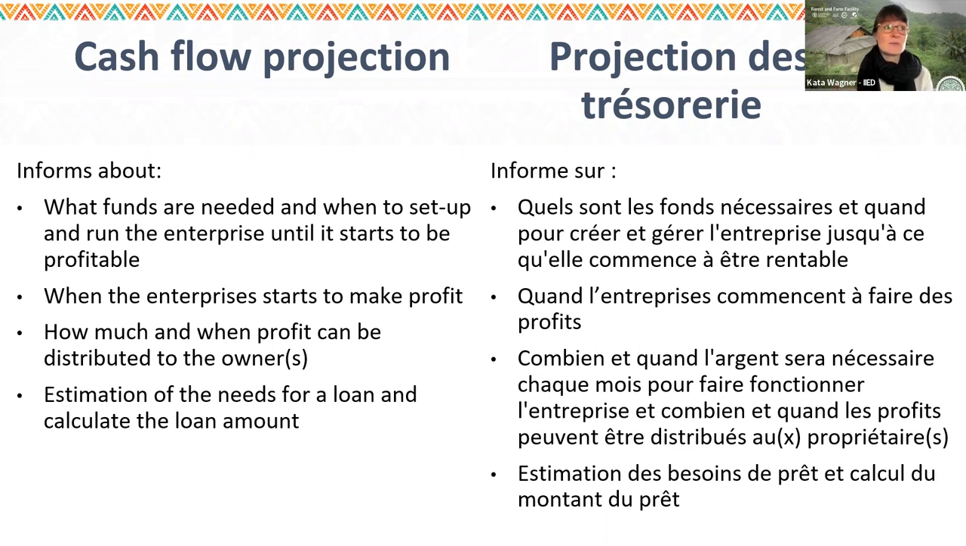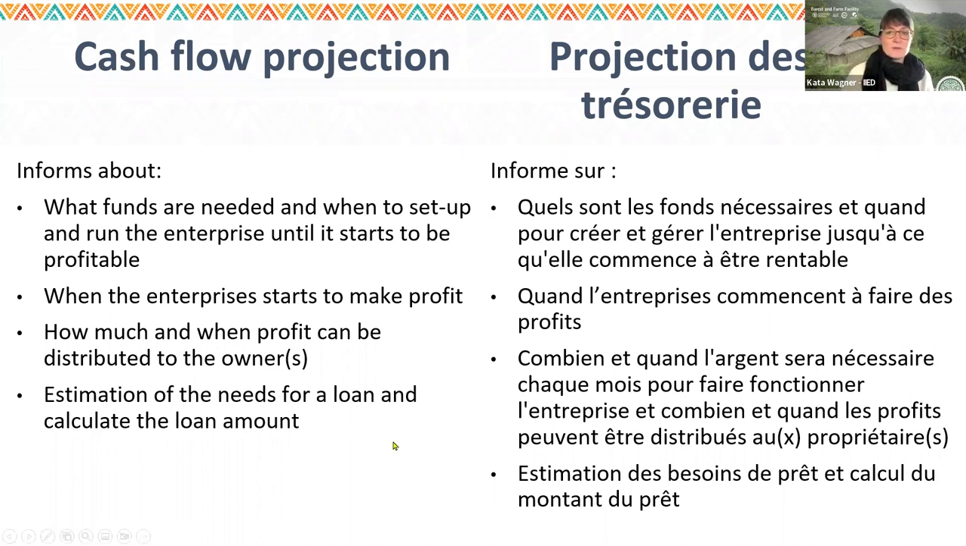So it will also help to estimate the needs for a loan and calculate the loan amount if that is necessary. To do this calculation, the entrepreneurs will first have to imagine how much they will produce and sell for the first year or the first month. And Wahangi talked about this, that it's really about also imagining your production level and how much you will be able to sell in the first month and the second and the third until the company reaches full capacity. So the facilitator needs to really also provide guidance on the production volumes so that they're not over or underestimated.